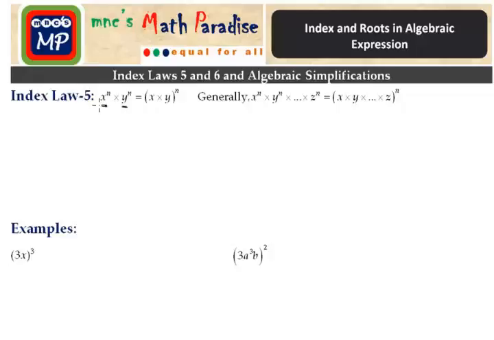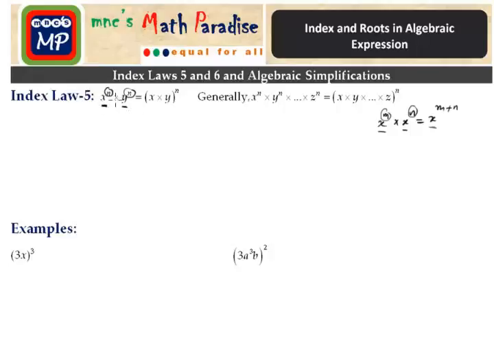So for example, here x to the power n multiplied by y to the power n. In index law 1, x to the power m times x to the power n was x to the power m plus n. In index law 1 the base was the same, the power different. Then we know that the same base will remain and the powers will be added. But in index law 5, the power is the same, but the bases are different.